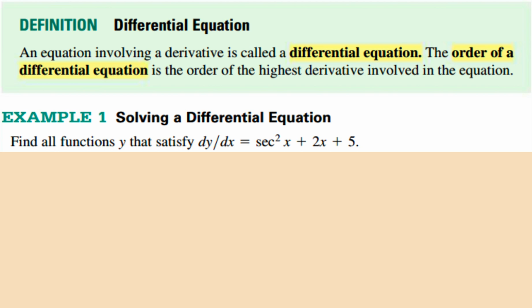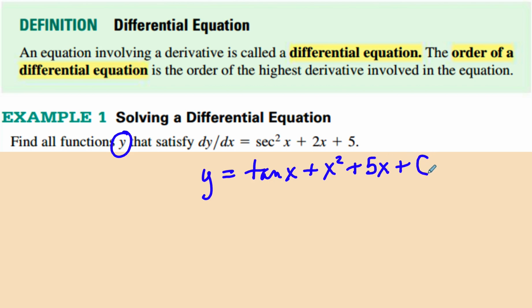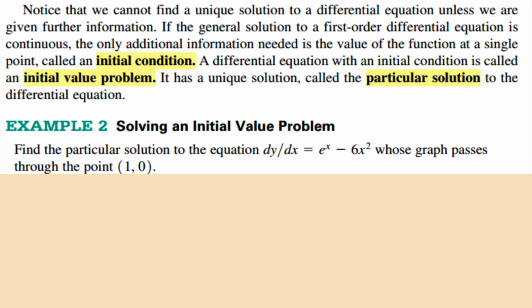Let's take a look at, again, a differential equation, and let's find y. Well, finding y means we have to take an antiderivative. So this will be y is equal to tan x plus x squared plus 5x, and don't forget to put the plus c, because that represents all the solutions that have this derivative. Let's take a look at this next problem.